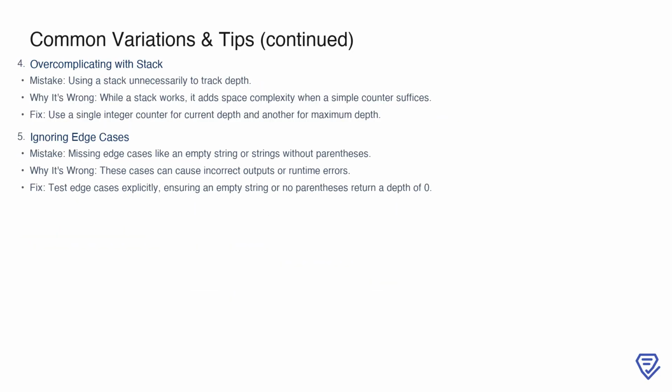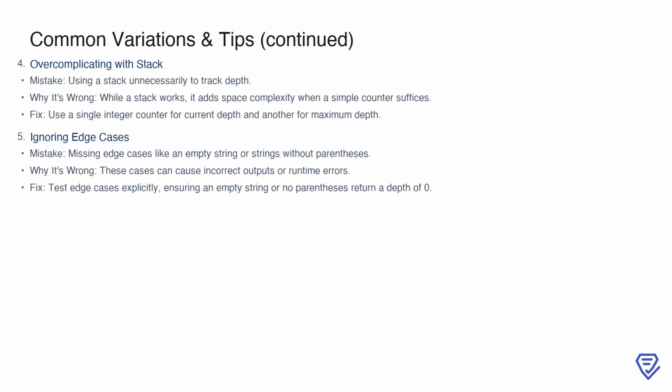Now, let's look at two more pitfalls. One is overcomplicating the solution by using a stack to track depth. While a stack can technically work, it adds unnecessary space complexity. A simple integer counter for the current depth, along with another to track the maximum depth, is much more efficient.